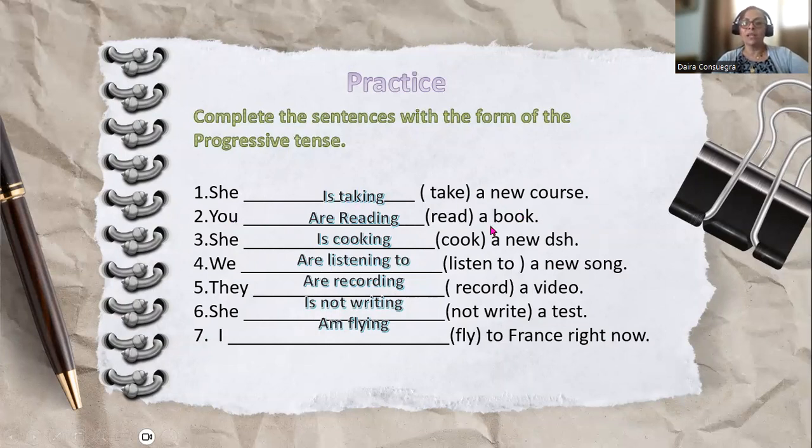You are reading a book. She is cooking a new dish. We are listening to a new song. They are recording a video. She is not writing a test. This is negative because it has the not. And I am flying to France right now. Okay, so these verbs are in the present progressive tense.